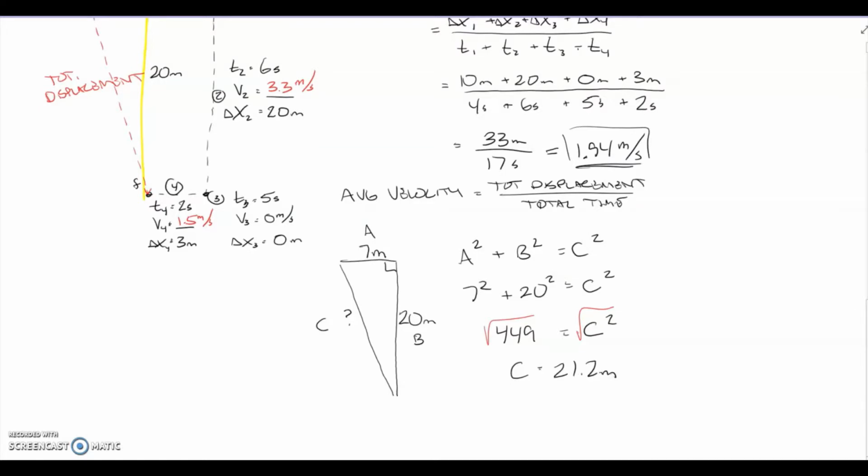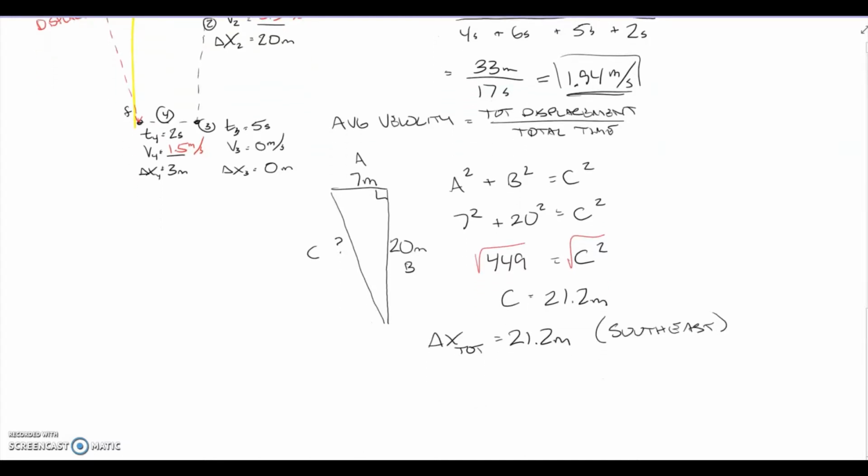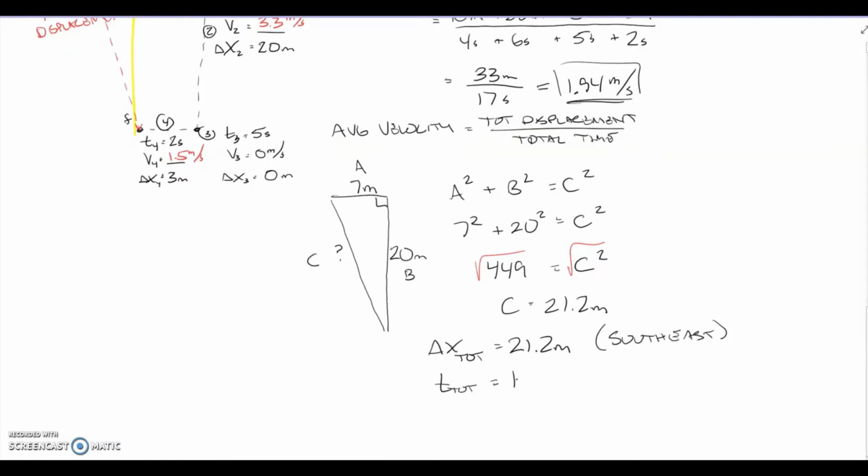And so my displacement, delta x total, for the whole problem is 21.2 meters, right? And the direction is kind of like southeast, if I was going to describe the direction. But I want my average velocity. Well, my total time is still the same 17 seconds.